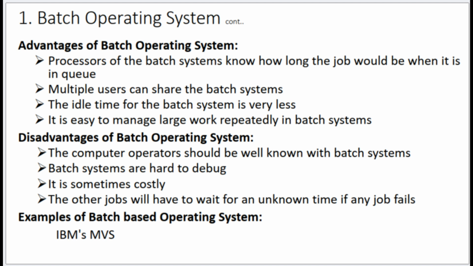Advantages of batch operating system. Processors of the batch systems know how long the job would be when it is in the queue. Multiple users can share the batch systems. The idle time for the batch system is very less. It is easy to manage large work repeatedly in batch systems. Disadvantages of batch operating system.